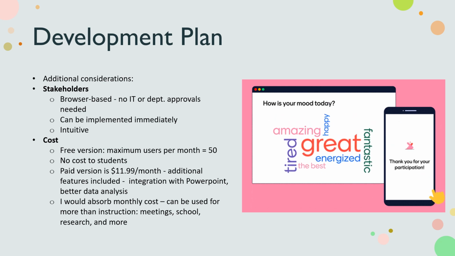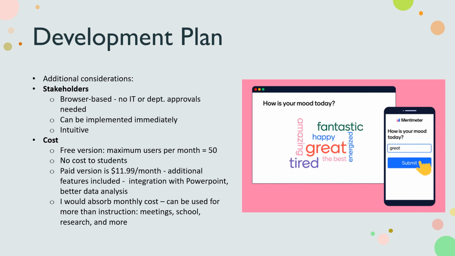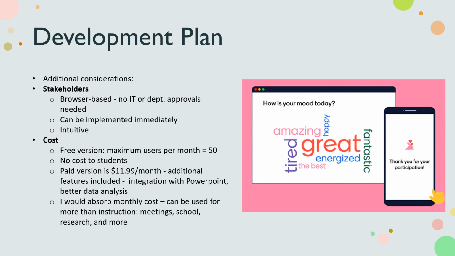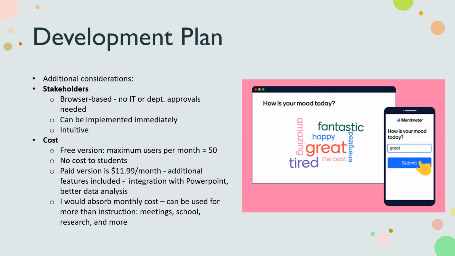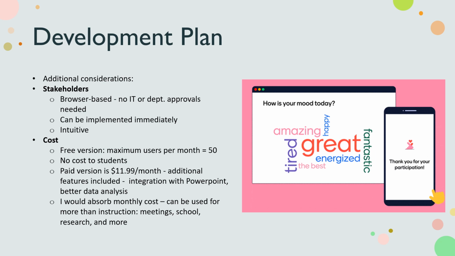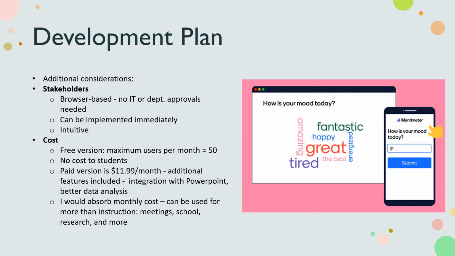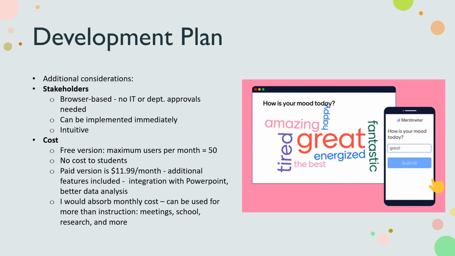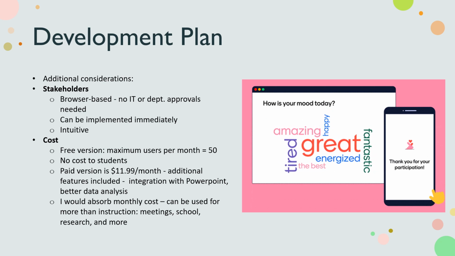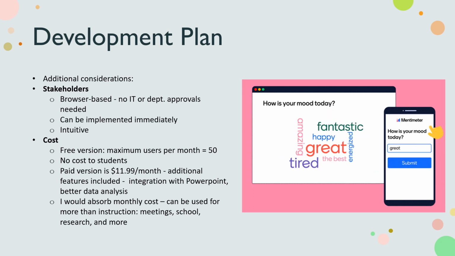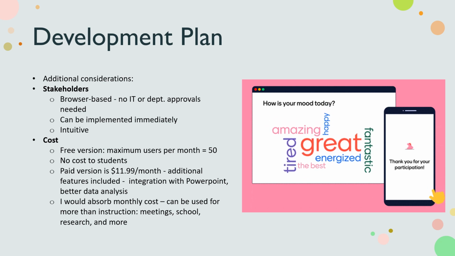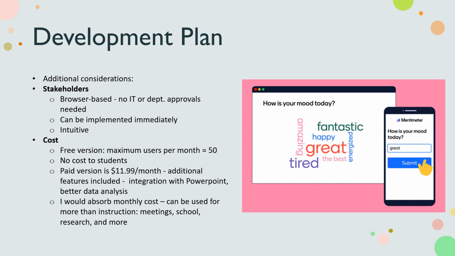I talked about the cost. Again, it is free. The downside of the free version is you have a maximum number of users per month, and that's 50. Right now in my class, Interdisciplinary 105, I don't have that many students. I have less than a dozen, and I'm only teaching one section at a time. We meet once a week, so if I did 4 activities a month, I would not exceed that 50 users.